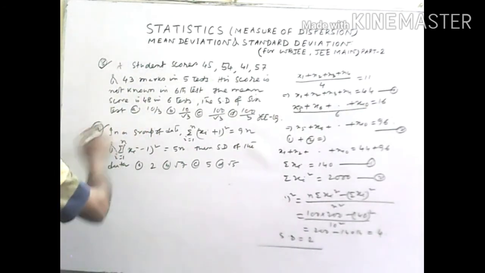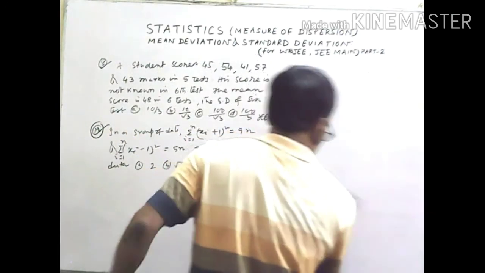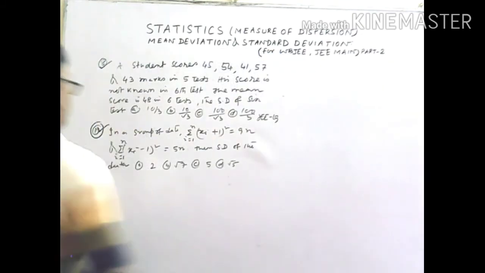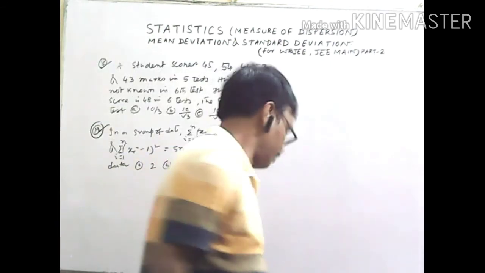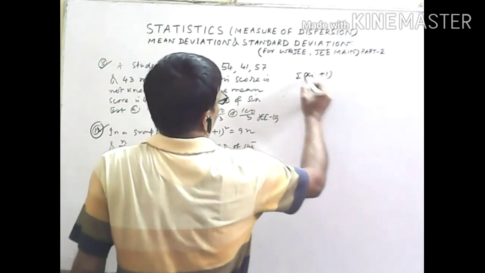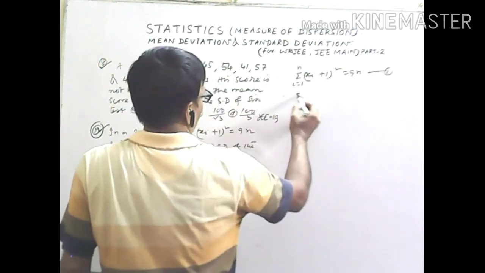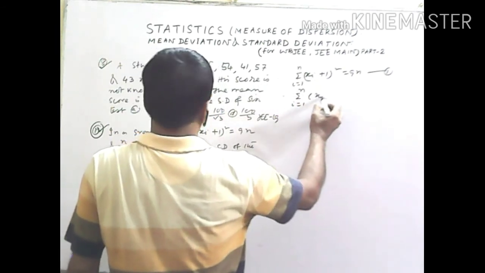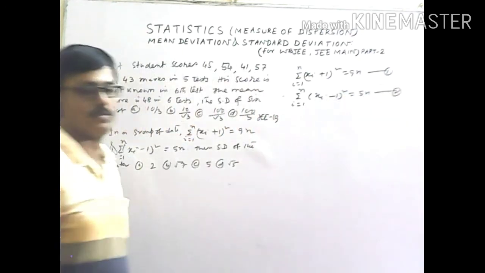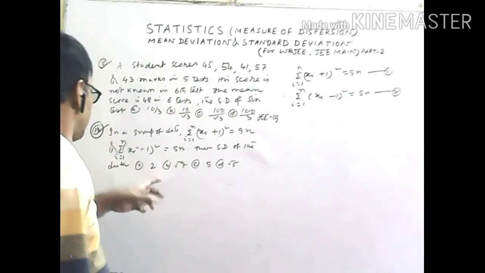Now problem number 12. Look, this is given in a tricky form, but it is a very simple one. Here two conditions are given. Number one: summation of xi plus 1 whole square equals 9n, I equals 1 to n. Call it 1. And the second one: summation of xi minus 1 whole square equals 5n, I equals 1 to n. Call it 2. Find the standard deviation of the data.